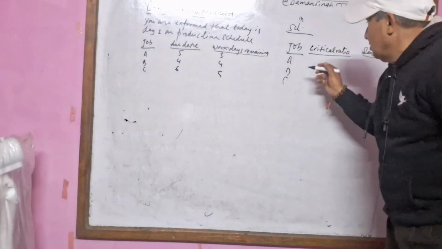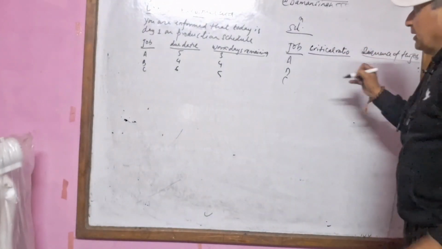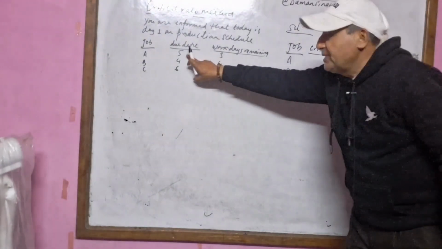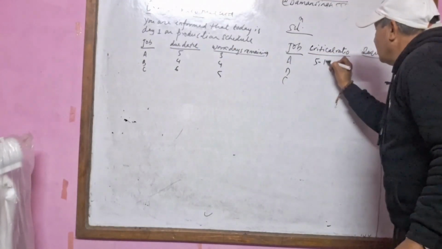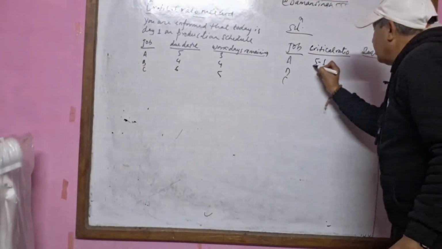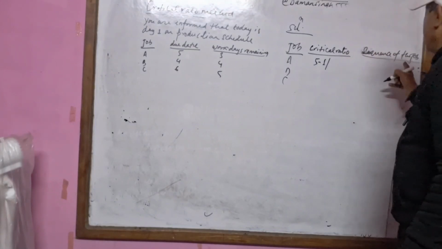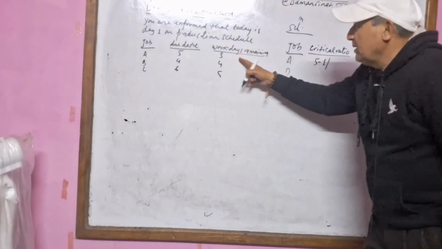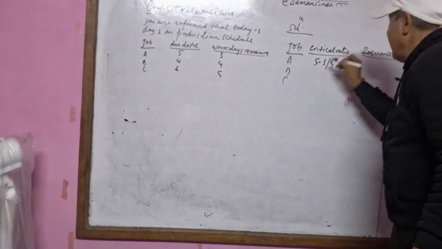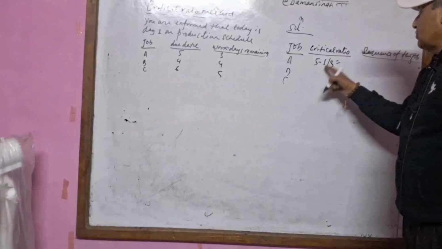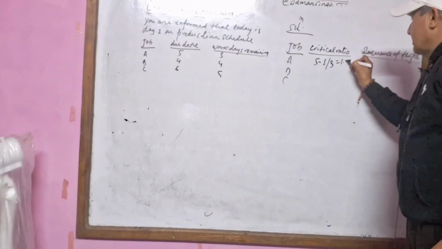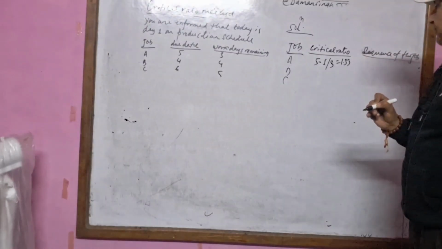Here day 1 is given, so to calculate the critical ratio, 5 is the due date: 5 minus 1, divided by the days remaining, which is 3. 5 minus 1 is 4, and 4 divided by 3 is 1.33.